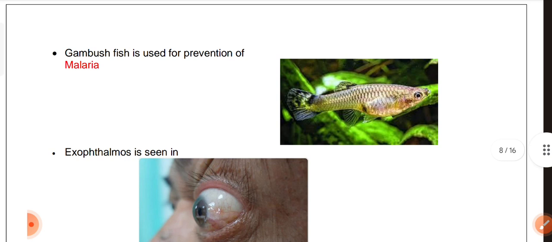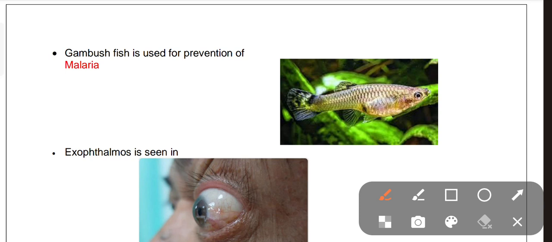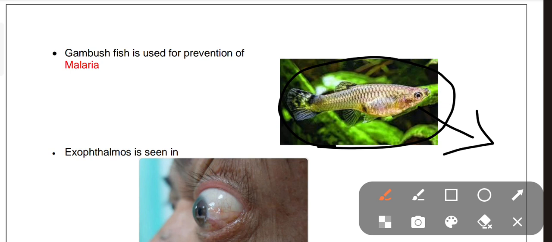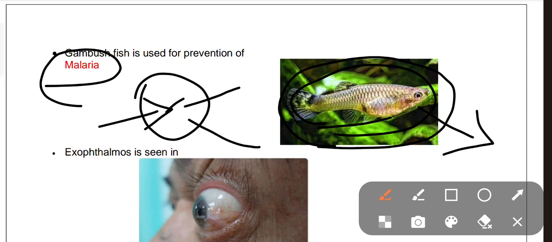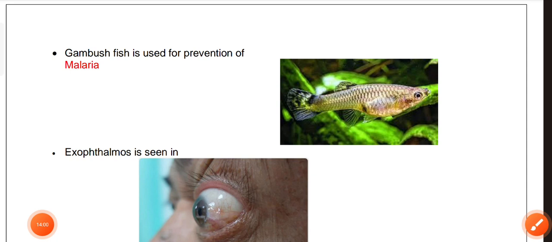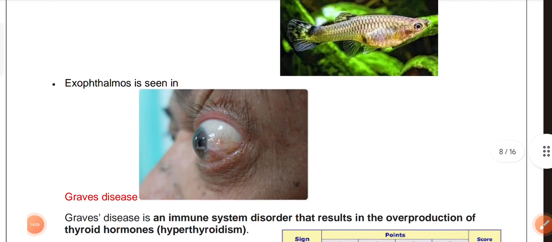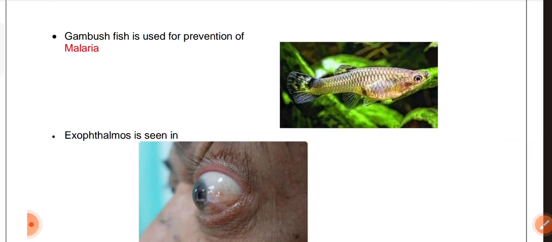And the next point is: Gambusia fish is used for the prevention of what? You see the picture of a fish. This fish is used to prevent malaria. How? When the mosquito lays eggs in the water, these fish eat the eggs and larvae of the mosquitoes. By eating those, malaria can be controlled. So these Gambusia fish are used for the prevention of malaria.